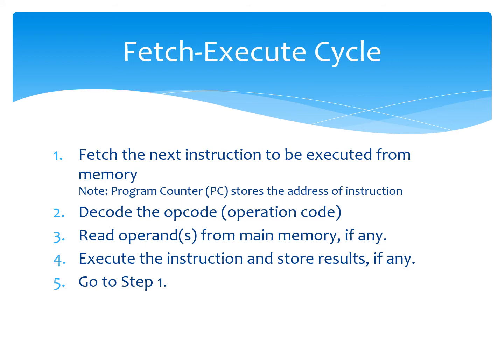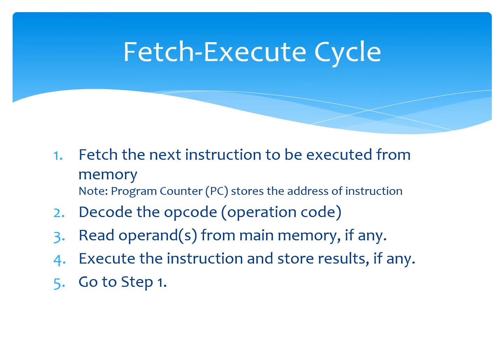In step 1, the CPU fetches the next instruction to be executed from memory based on program counter, PC. This step can be considered as the chef uses a ruler, a PC counter, to highlight the current step and read one instruction in the recipe. Step 2, decode the OP code, operation code. This step can be considered as the chef converts a shorthand instruction to its actual meaning.